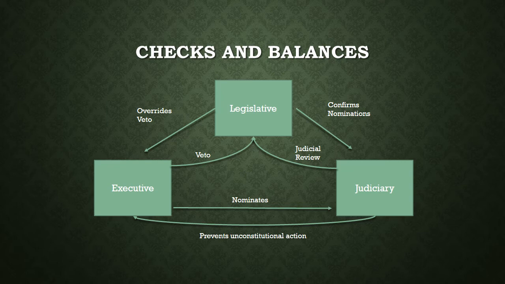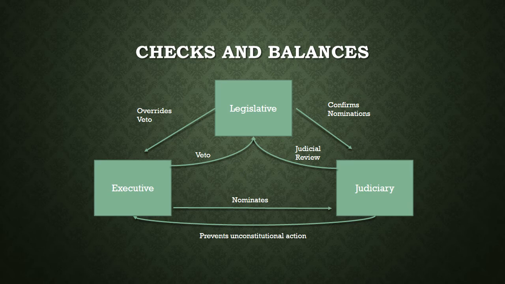So here's a picture of checks and balances between the different branches of government. So the executive branch, headed by the president, has the power to check Congress's laws by vetoing them. However, the legislative can check the executive by overriding their veto. The legislative branch has the ability to check the judiciary because they can confirm nominations of judges. But the judiciary can check the legislature by reviewing the legislature's laws and deciding if they are not constitutional.